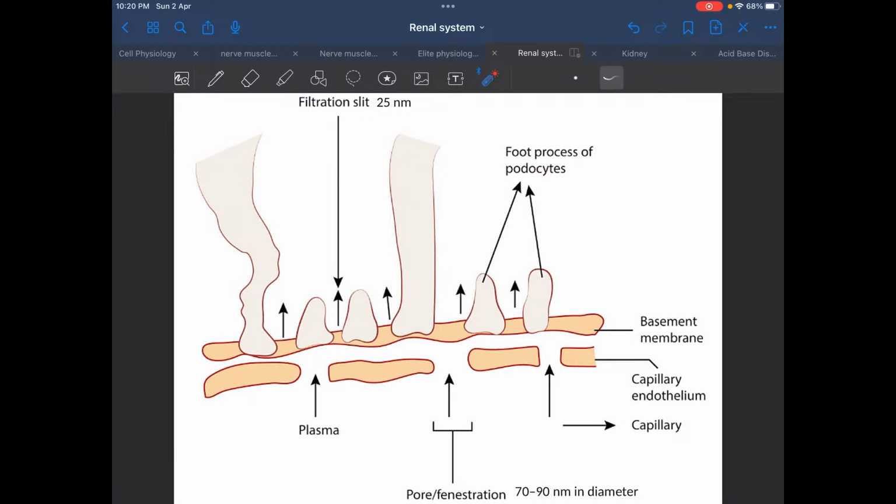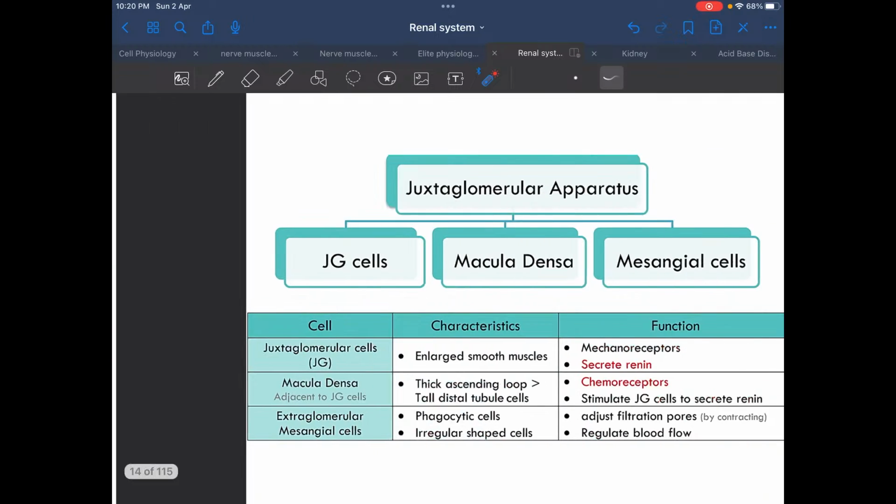Right, so we discussed this. We discussed the filtration slit. We have discussed the fenestrations, 70 to 90 nanometers in diameter. And we discussed the basement membrane and its major subsections, right? And we have the foot processes of the podocytes, which we have already discussed. We also discussed how the filtration slit contributes to narrowing the fenestrations, right? And the different proteins associated with the filtration slit: nephrin, CD2AP, that is CD2-associated protein, as well as podocin.